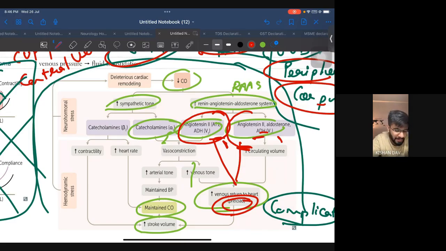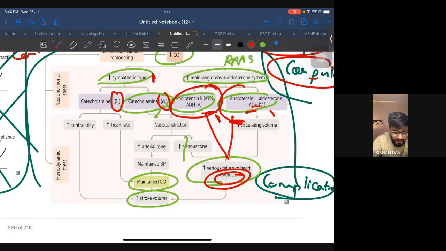Second, increasing sympathetic tone. It means either beta 1 receptors or alpha 1 receptors will be activated. Now, what will happen if we go towards the alpha 1? The arteries will be constricted. If arteries are constricted, the resistance will increase. If resistance increases, there will be an increase in blood flow. If there is an increase in blood flow, volume will increase, and as a result, stroke volume is going to increase. Is that clear? So this is the mechanism of alpha 1.